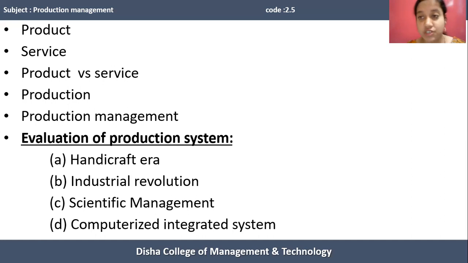Next one is the computerized integrated system. This is the present stage of the production system. Now the manufacturer uses computer systems or various computer programming for manufacturing the products. Nowadays organizations and manufacturers use various robots or various automated machines for manufacturing goods. Now artificial intelligence also plays an important role in producing goods. Not only does the manufacturer use computer systems or computer programming for producing goods, but also uses computers for making various decisions.